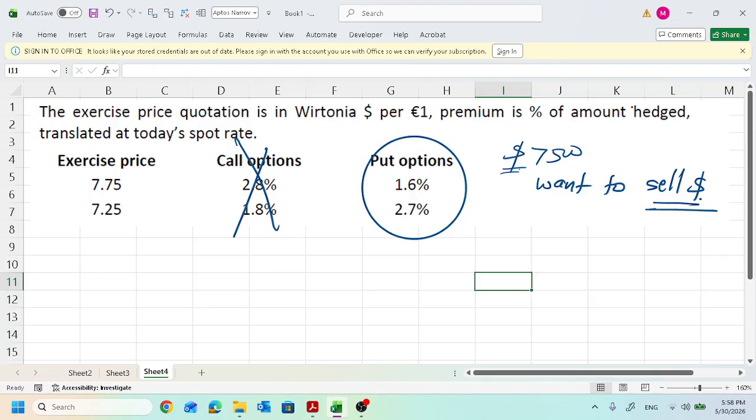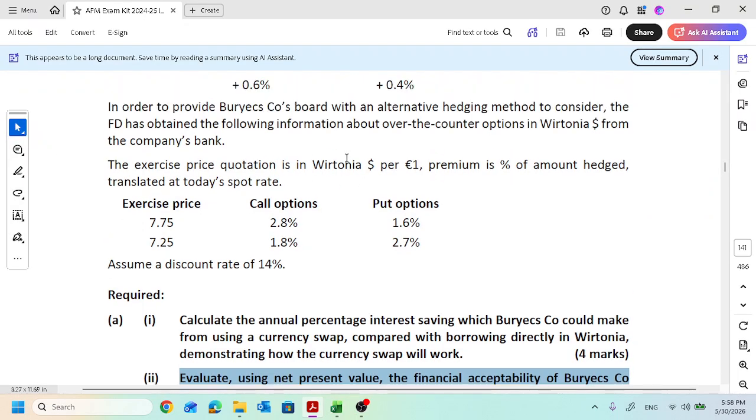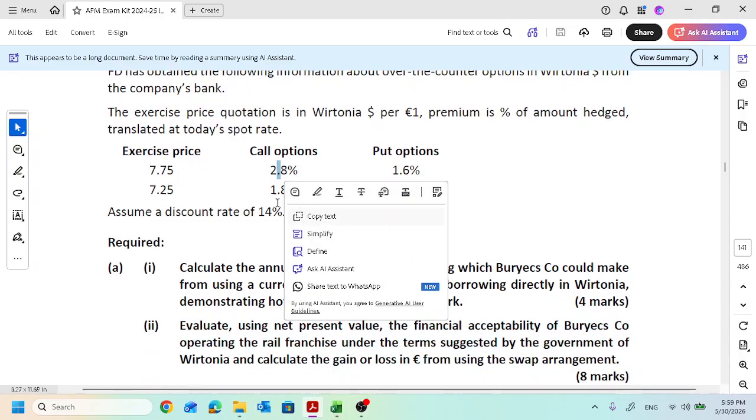Now let's take these options one by one. 7.75. This is what? Dollar per euro. Okay. See here. After 3 years, right? In order to provide an alternative hedging method to consider, the FD has obtained the following information about the over-the-counter options from the company's bank. The exercise price quotation is this, and this is the premium they have to pay. We will see the premium also.